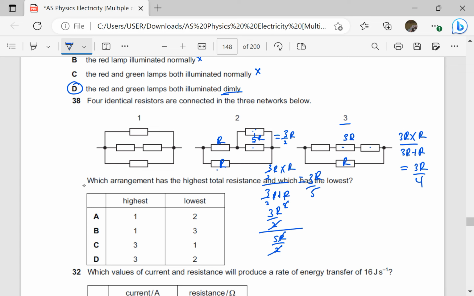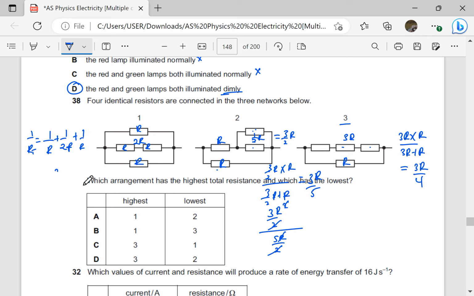Let's check the first one here. These two are in series, so they give us a total of 2R. Then this is R, this is R. So we have 3 resistors in parallel now. So total resistance is got from 1 over R plus 1 over 2R plus 1 over R. This is 1 over total.